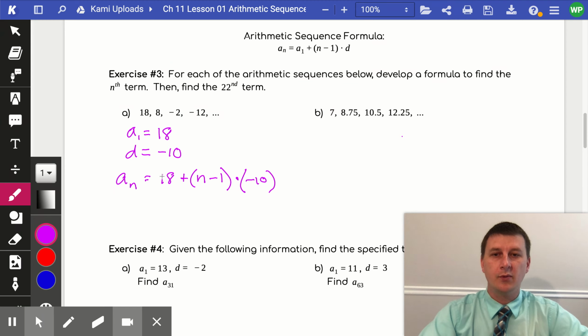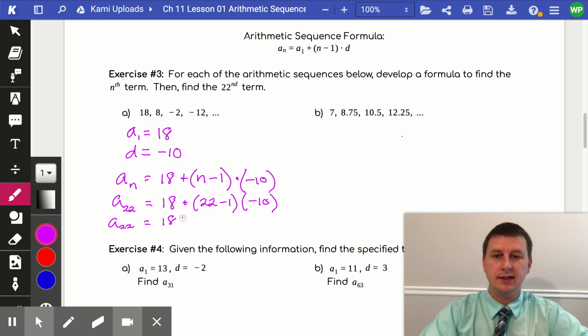Now, we do know what n equals because it says then find the 22nd term. So everywhere in this formula where we see an n, we're going to replace it with a 22. So we're going to have a sub 22 is equal to 18 plus 22 minus 1 times negative 10. So we're going to simplify this a little bit. A sub 22 is going to be equal to 18 plus 21 times negative 10.